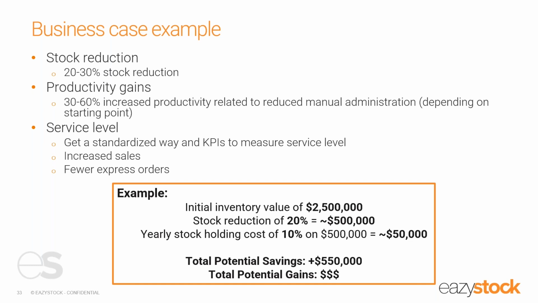Let's walk through a little business case example. Conservatively, with something like EasyStock, we can provide you a 20 to 30% stock reduction. Productivity gains, we typically see a 30 to 60% increase in productivity related matters, as we do reduce a lot of the manual administration, given that the forecasting and the replenishments are all automated.